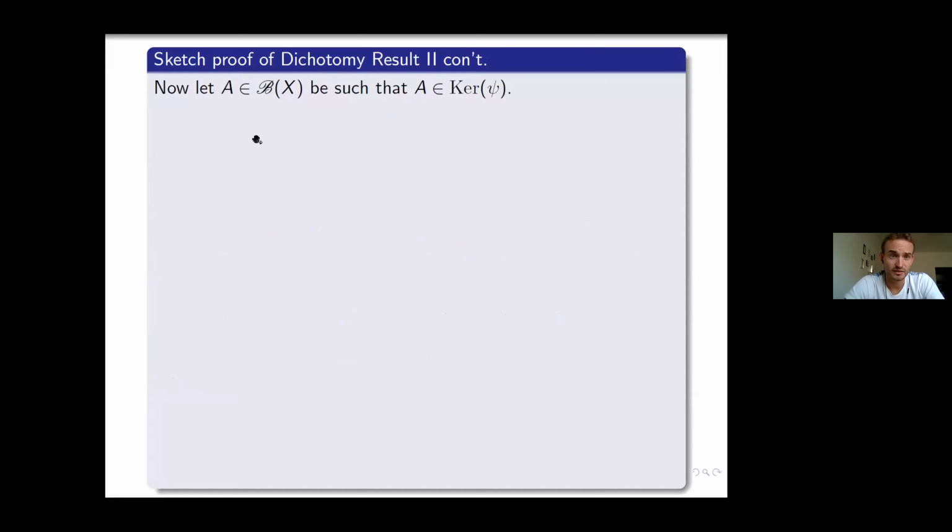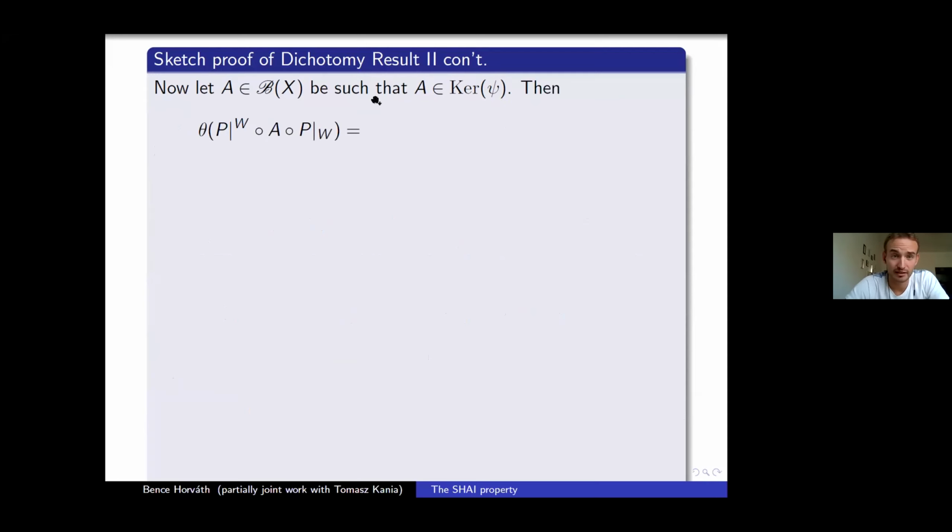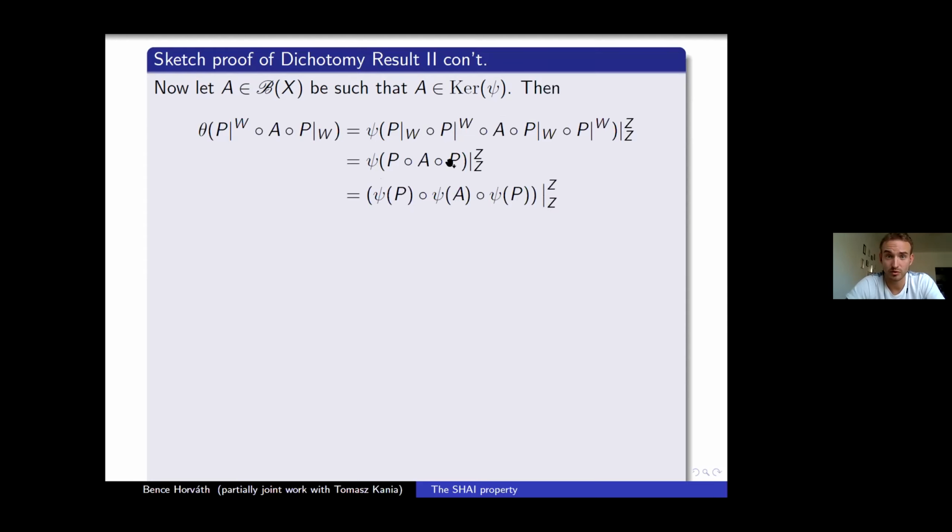So that means that if you give me any bounded linear operator A on X that belongs to the kernel of psi, then we can consider the following operator. This is just composing with the projections on both sides. I just apply the definition of this theta here. Notice that this operator and this operator are just P, the projection itself. And then we're using the homomorphism, so we can factor it. But we know that this is in the kernel, so this whole thing is zero.